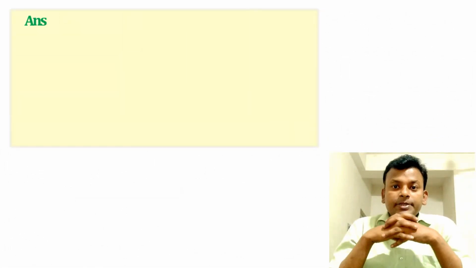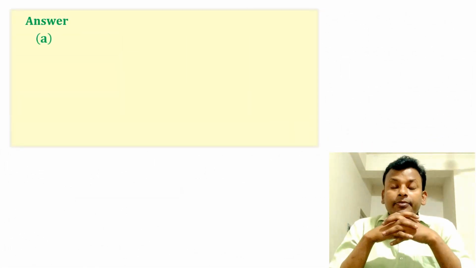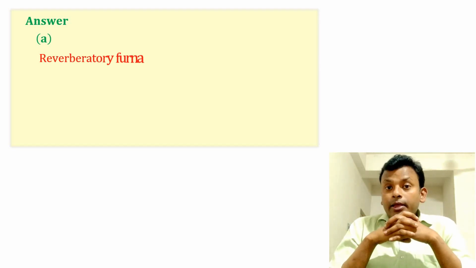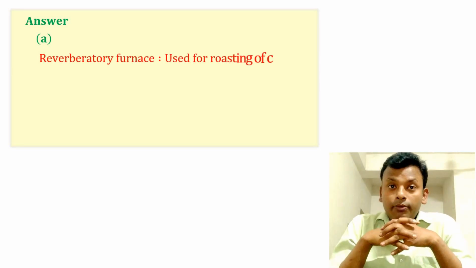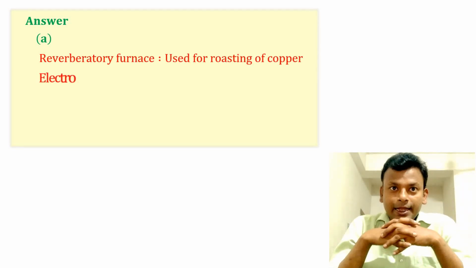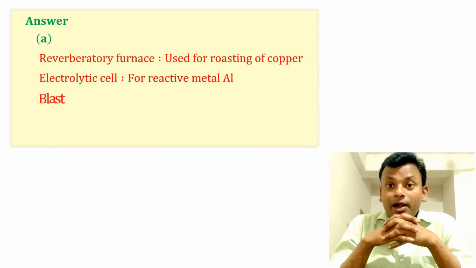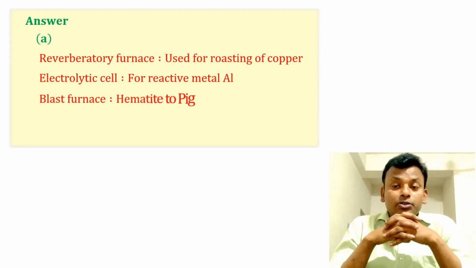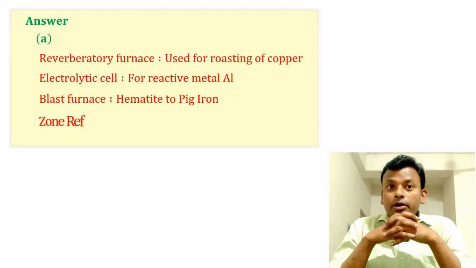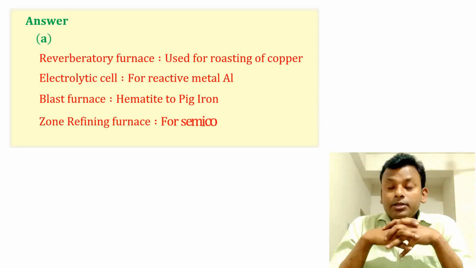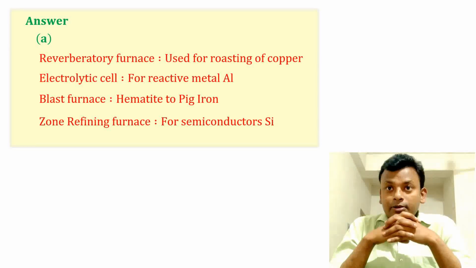Answer: option A is the correct answer. Rotary furnace is used for roasting of copper. Electrolytic cell for the reactive metal aluminium. Blast furnace, hematite to pig iron. Zone refining furnace for semiconductor silicon. So option A is the correct answer.